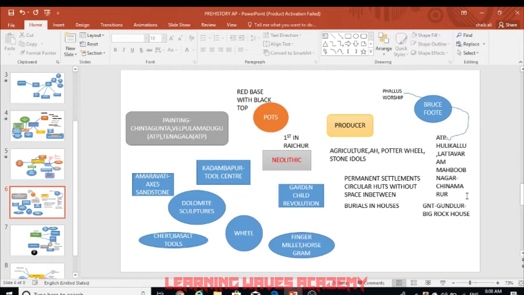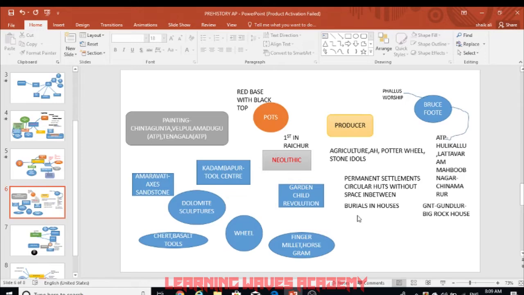Then burying the dead in the houses was a practice in this age. Likewise, Bruce Foote has found 25 habitations like this. Burying of the dead is a ritual which was done in their houses itself. This age is called the Gordon Childe Neolithic Revolution, and agriculture also developed very much in this age. Places were Palarai and Latavaram of Anantapur, and Petamchanla of Kurnool.